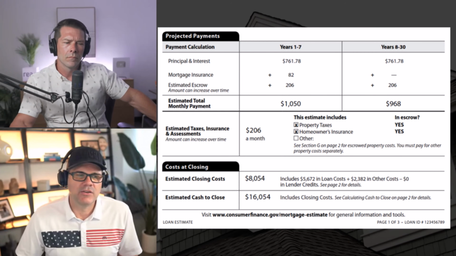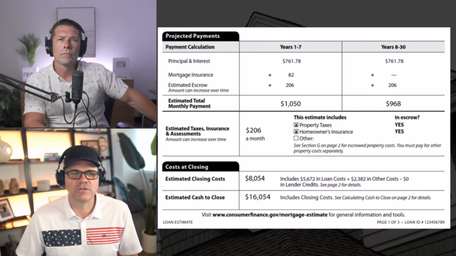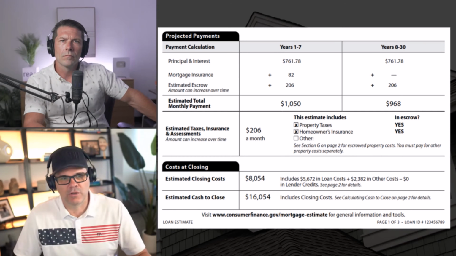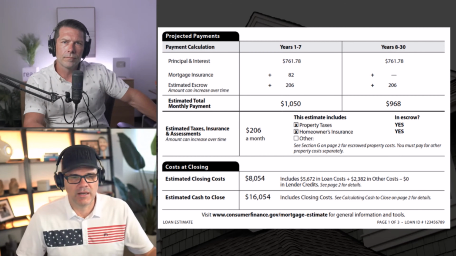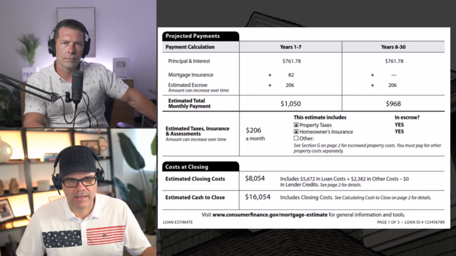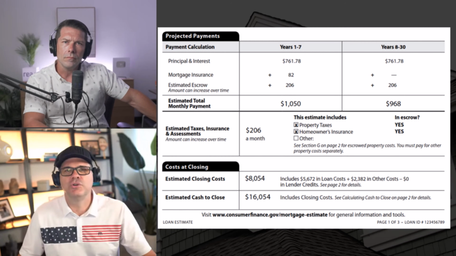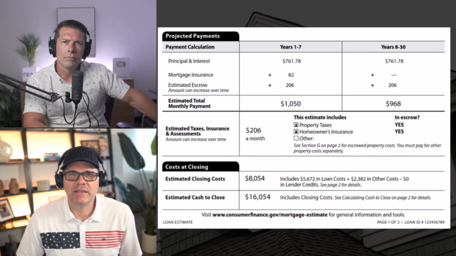So the last thing they do here again in this first summary page is closing costs. What are my total closing costs? And then it gives you a breakdown. It says, see page 2 for details. So we're going to go through that next. And then estimated cash to close includes closing costs. So see calculating cash to close on page 2, there's an entire box that shows you exactly how that's calculated. But on page 1, you can get a pretty solid overview.